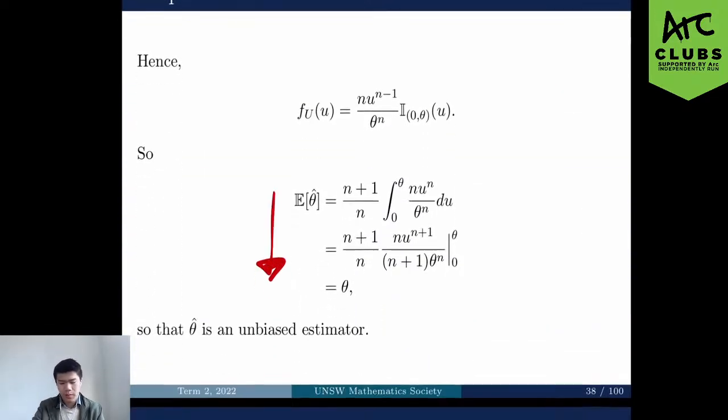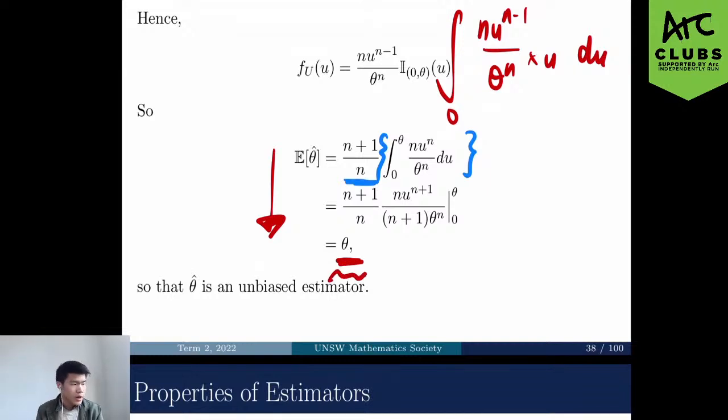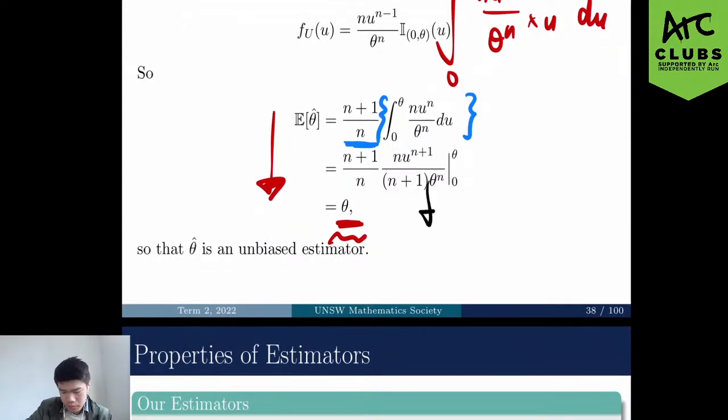Right, so I'll walk you through the steps. Basically, the expectation of theta hat is equal to n plus 1 on n times the expectation of the maximum, right, which is equal to the integral of all of this times u on the interval 0 to theta. Calculate that and you'll end up with theta. And you'll work out that theta hat is an unbiased estimator, because that means that the bias is equal to expectation of theta hat minus theta.